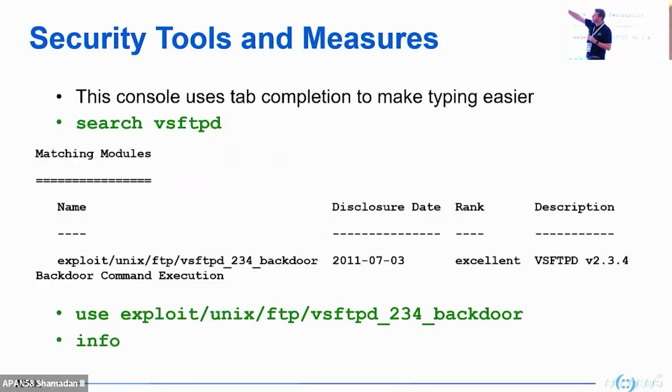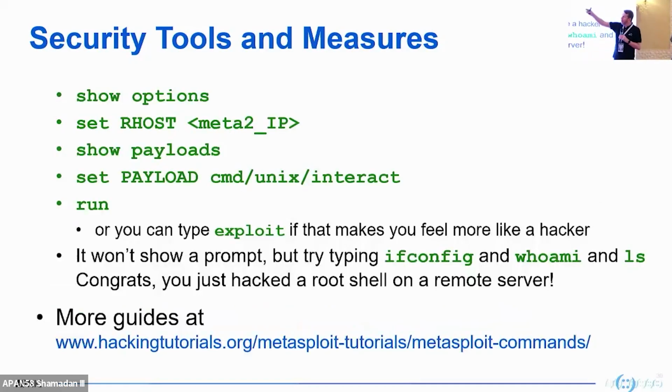From here, we're just going to do a search for vsftpd, and we're going to get this back. Here it's talking about version 2.3.4, and it's an excellent ranked vulnerability, and it says it's backdoor command execution. Cool. This means that we can actually break in and run commands on the server we're breaking into. This line here sort of looks like a directory structure. It is. We're going to use that line. We're going to use that vulnerability. Info gives us information about it. Options tells us what options to configure it.